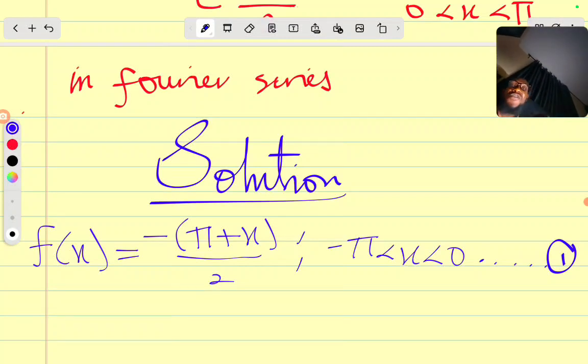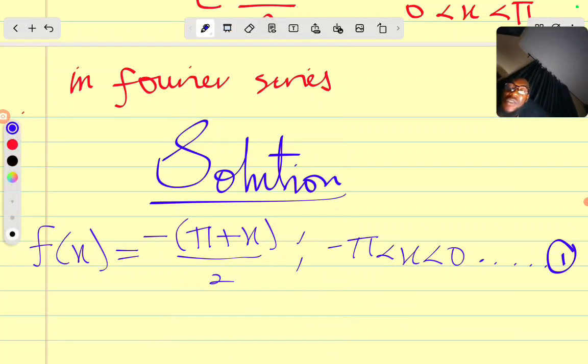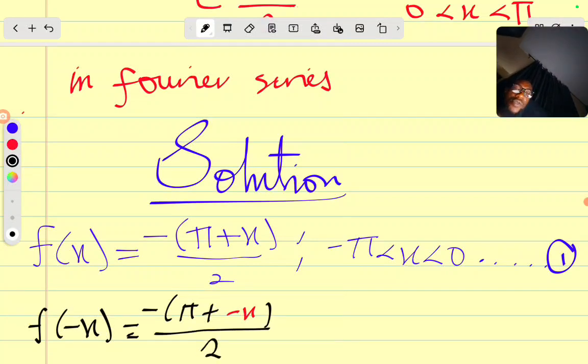So I have to replace x by minus x. We're going to have f of minus x. Whenever I see x in this equation 1, I'm going to replace it by minus x. So I have minus into the bracket of pi plus minus x, over 2. Then it will also affect the given interval. So I'm going to have minus pi less than minus x, then less than 0.